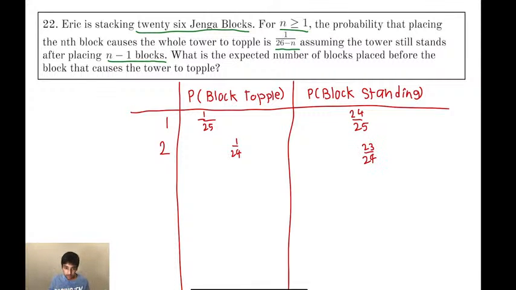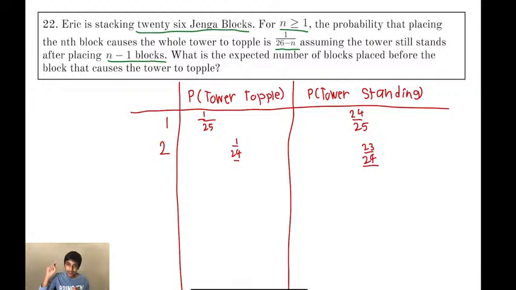Oh, sorry, I'm a little bit unclear here. I meant tower standing and tower topple, not the block. So I mean the whole tower up to that point, not just the block. So as you find here, there's a 1 over 24 chance the second block will cause the tower to topple, and a 23 over 24 chance the second block will keep the tower standing.